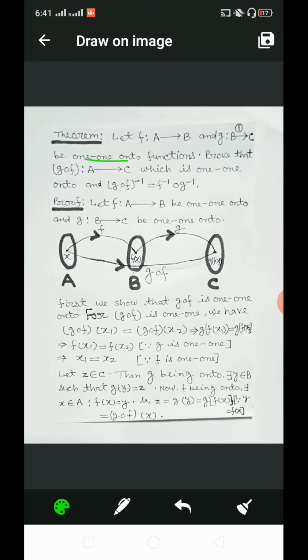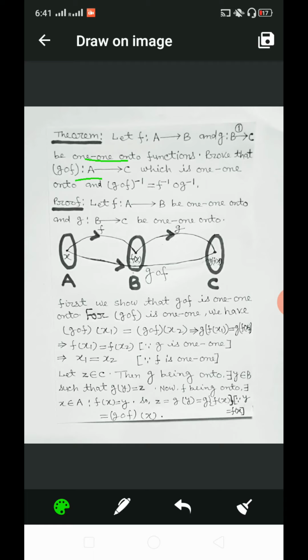Dear students, we had already discussed that for one-one we have f(x) equal to f(y) implies that x is equal to y for x, y belonging to X, and for onto we will show that for all y belonging to Y there exists x belonging to X such that f(x) is equal to y. So, using these two concepts we have to show that g of f from A to C is one-one onto.